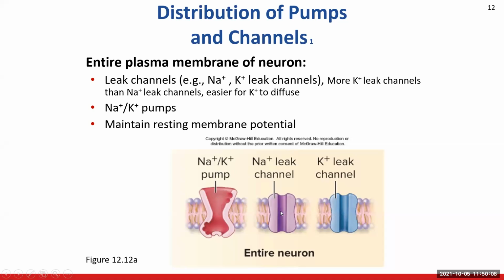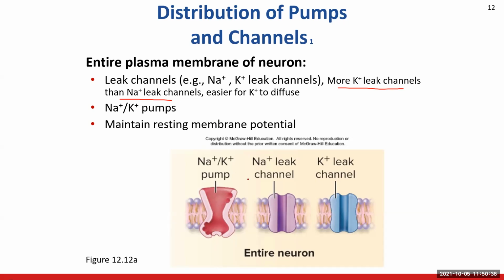And then we have our sodium leak channels and our potassium leak channels. Now you should know this. You have far more potassium leak channels than sodium leak channels. So therefore, it's much easier for potassium to diffuse across the plasma membrane because we just have that many more. Okay? So keep that in mind for right now.